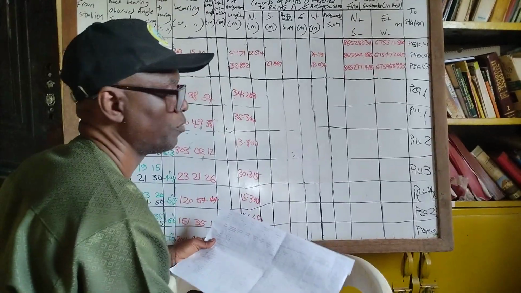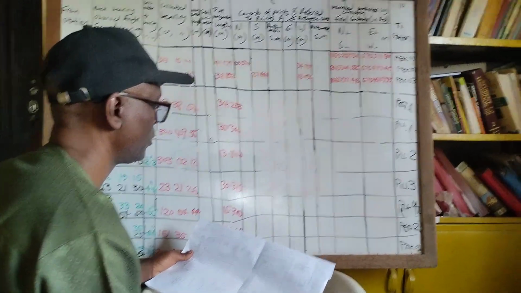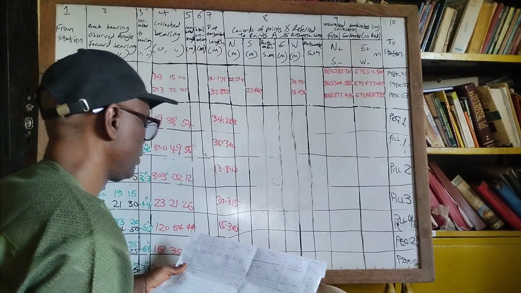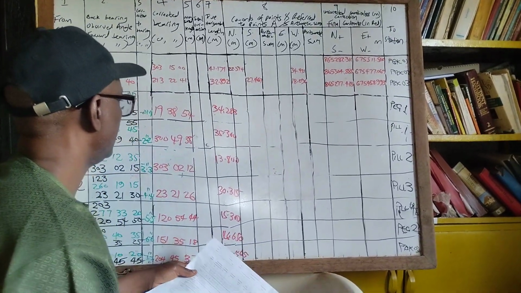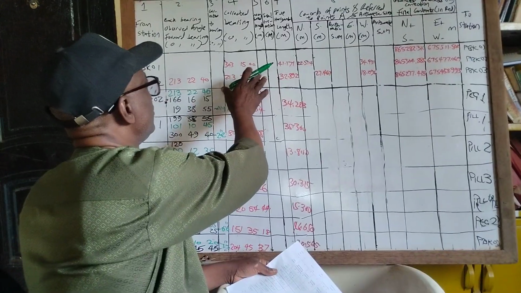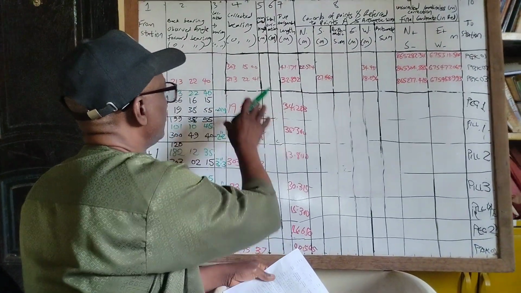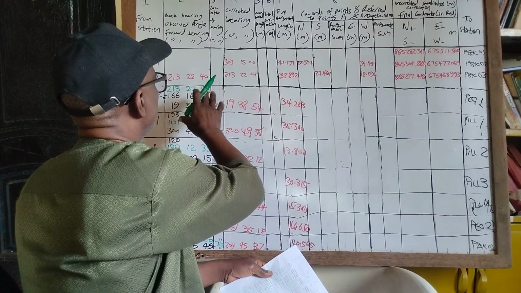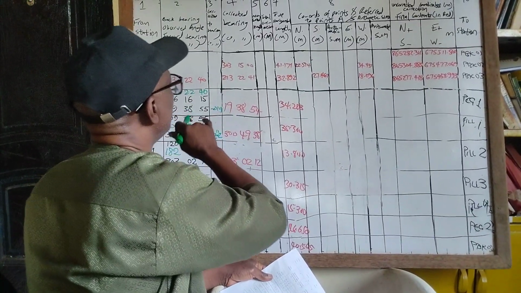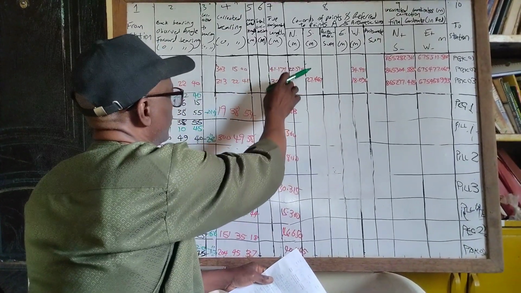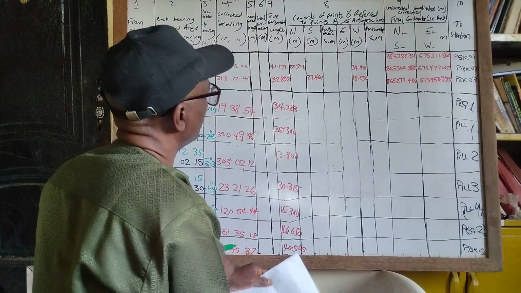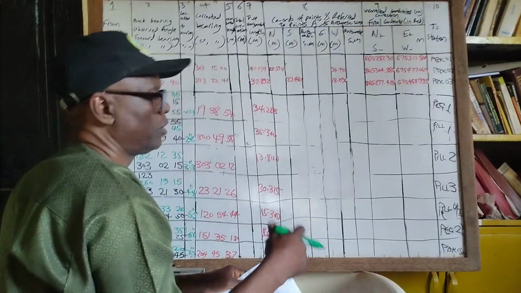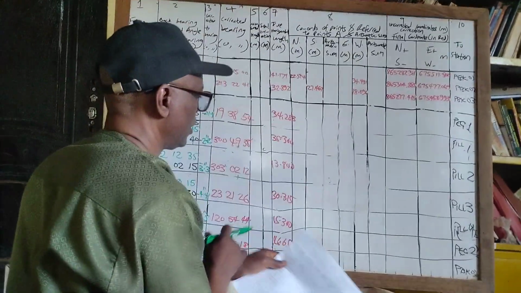Okay, welcome to video 5. We are still on traverse computation. Remember, we have done the corrected bearing. We have calculated it from the observed angles, and then we have already brought the true horizontal length from the field book to the computation sheet.